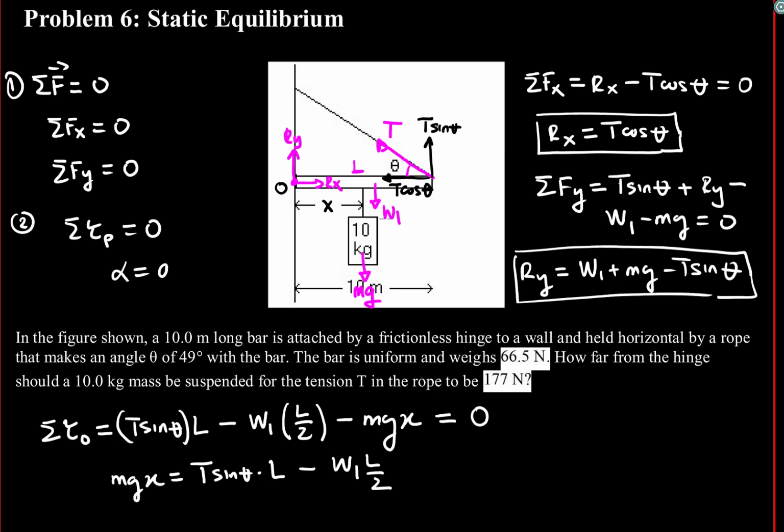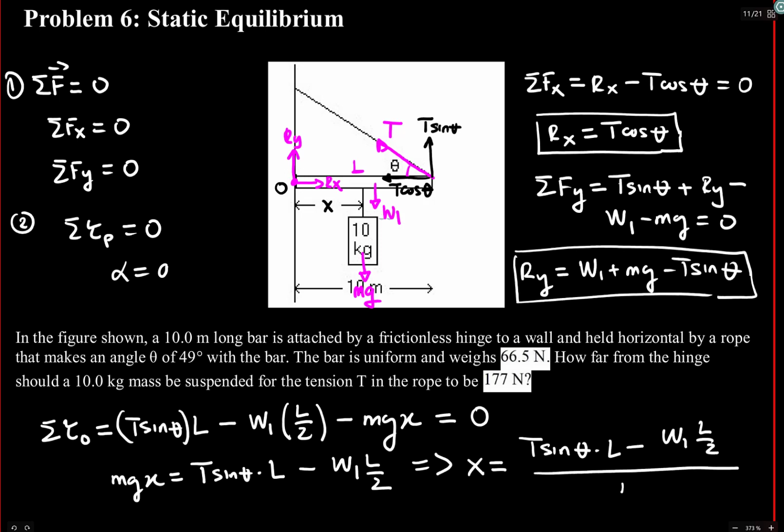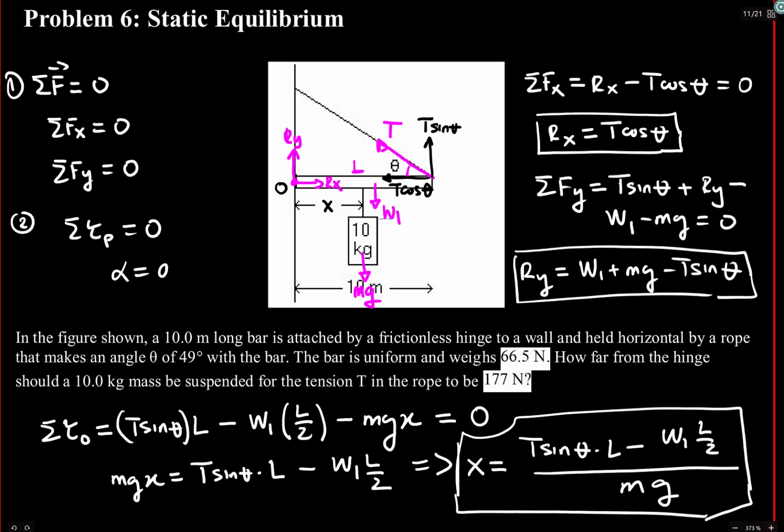We can actually see that this would mean that X is equal to T sine theta multiplied by L minus W1L over 2. All of these divided by Mg. This is the value for X. This right here is the value for X.